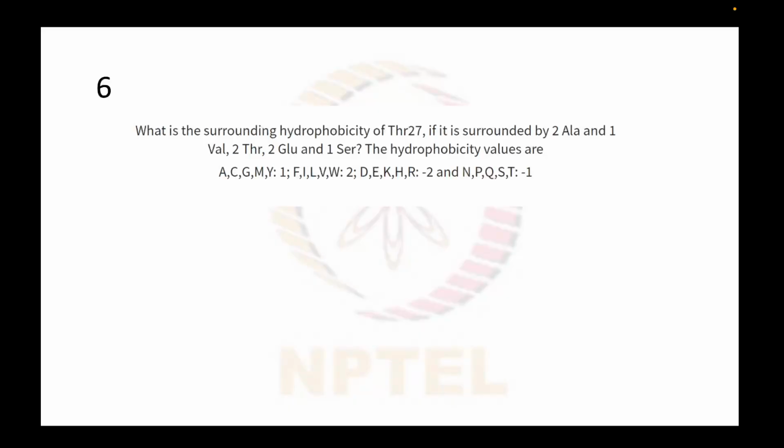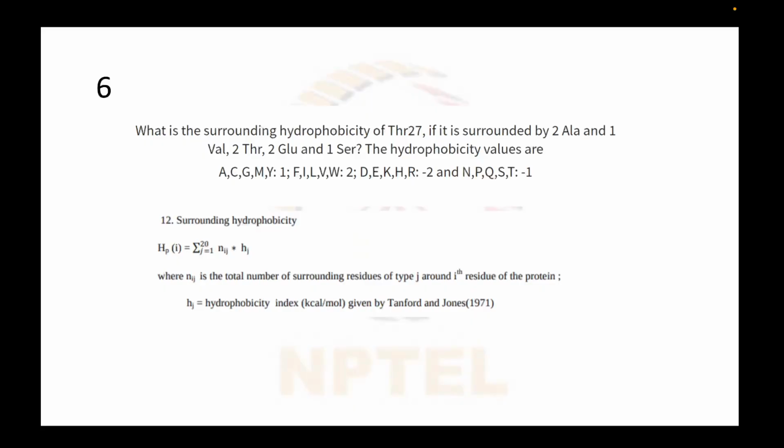Here I am asking the surrounding hydrophobicity for the residue threonine 25, which is surrounded by 2 alanines, 1 valine, 2 threonines, 1 glutamic acid and 1 serine. The hydrophobicity values of individual amino acids are given. This is the formula for hydrophobicity. Try to calculate. Since today I don't have access to my write pad, the detailed solved solutions I'll be uploading along with the PDF of the PPT.